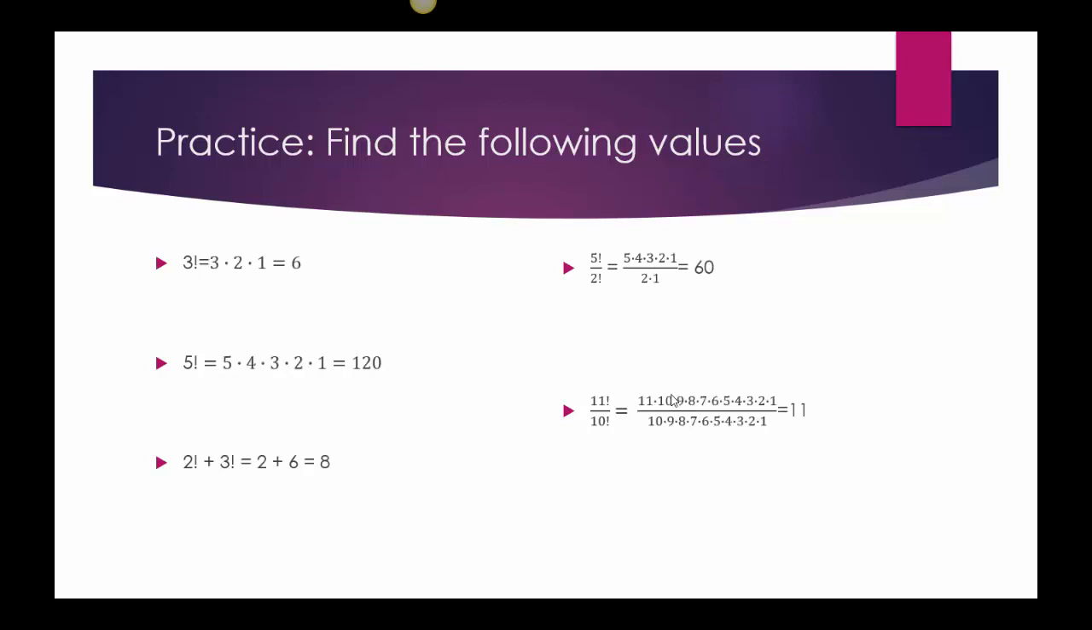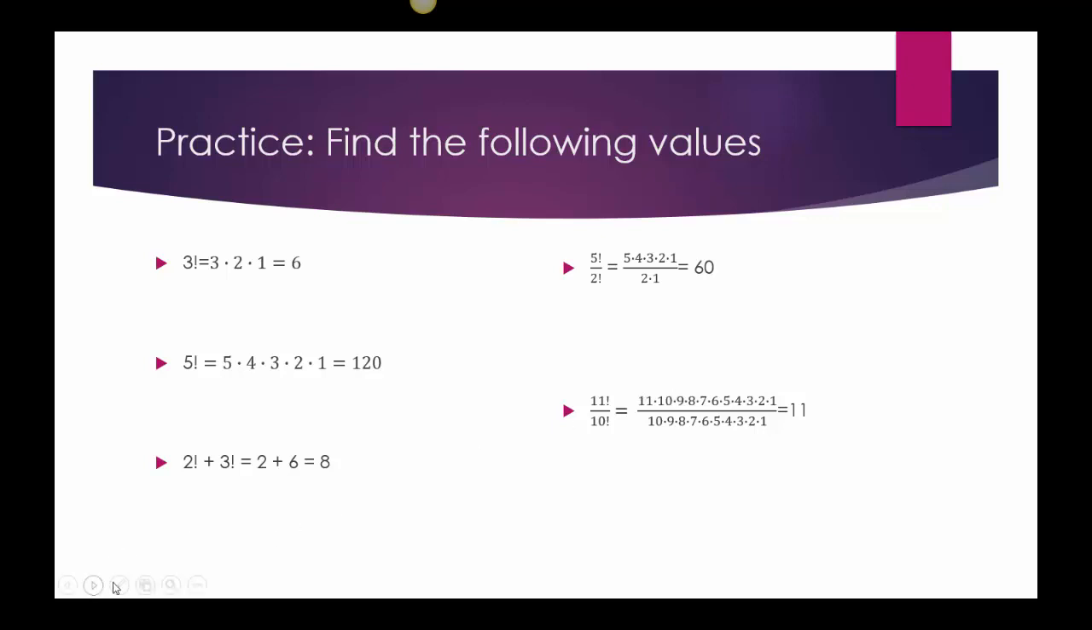All right, so I'm showing you what they mean. I don't expect you to be hitting these buttons. I want you pushing 3 factorial and getting 6. I want you to push 5 factorial and get 120. 2 factorial plus 3 factorial, so 2 factorial is 2, 3 factorial is 6, 2 plus 6 is 8. For 5 factorial over 2 factorial, I really want you to put those two things in your calculator. It would give you 60.